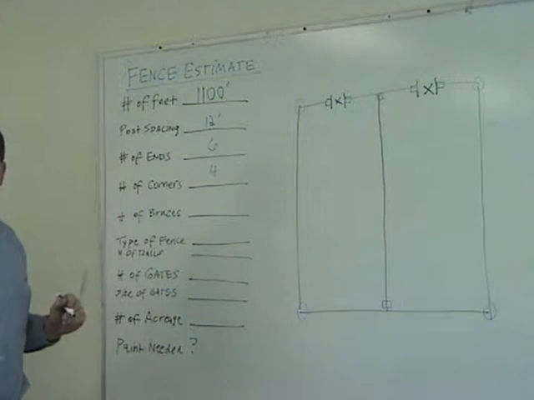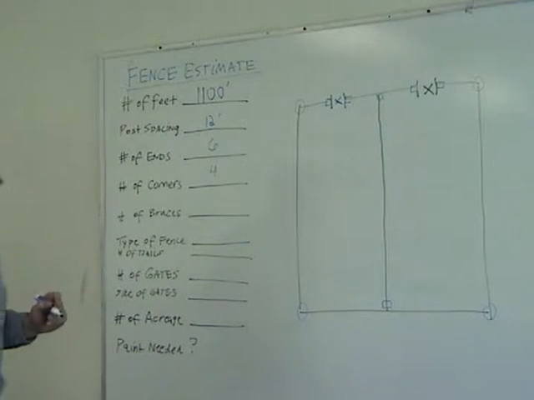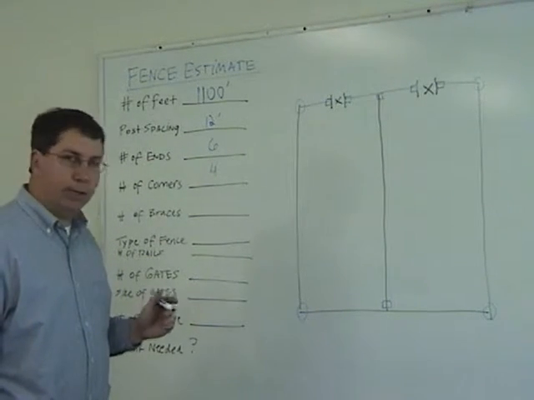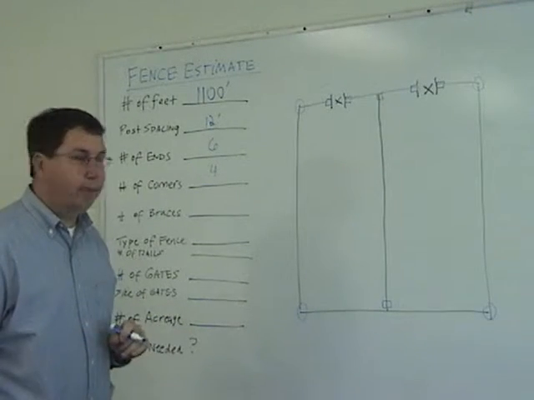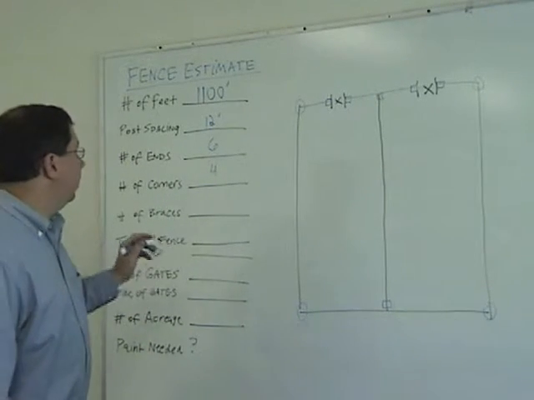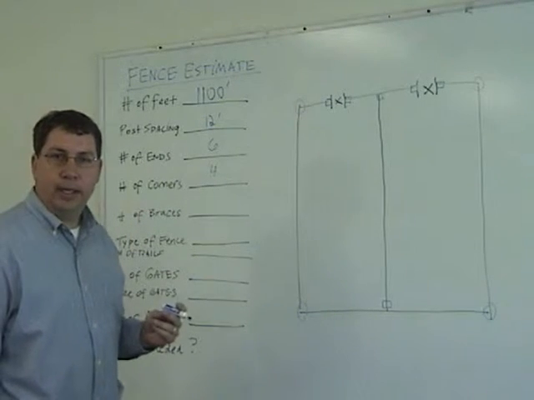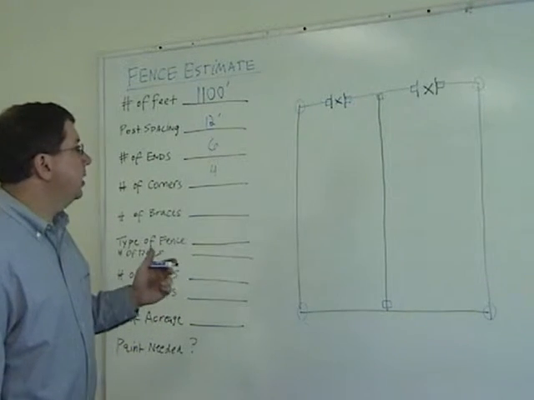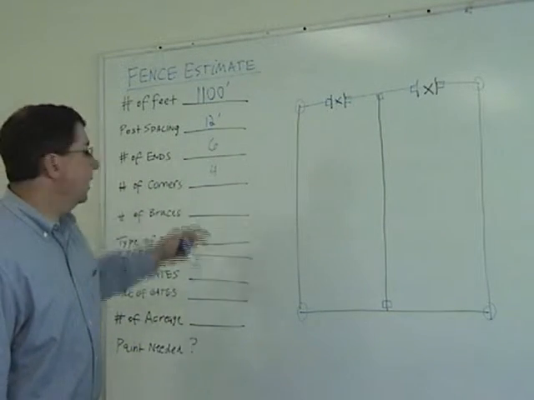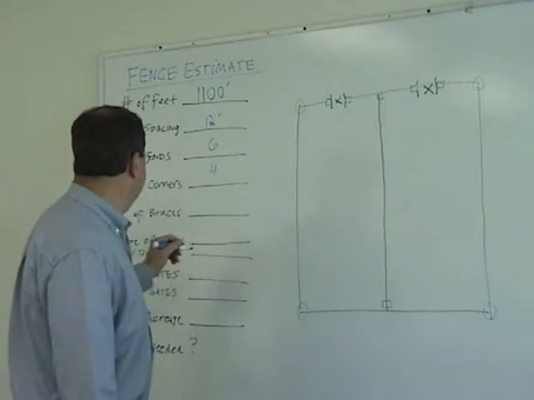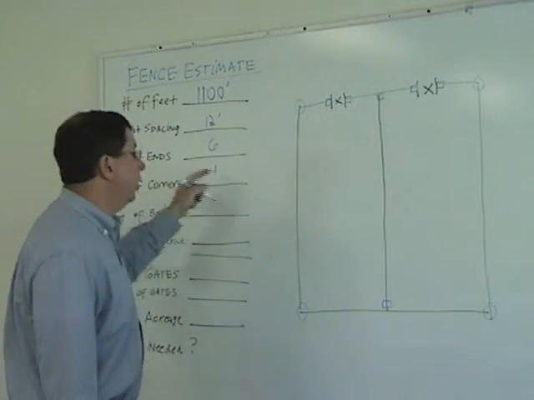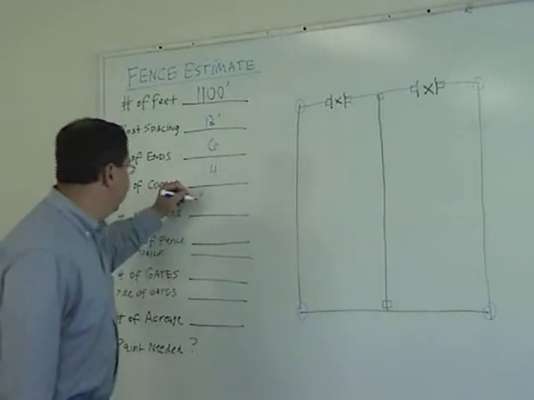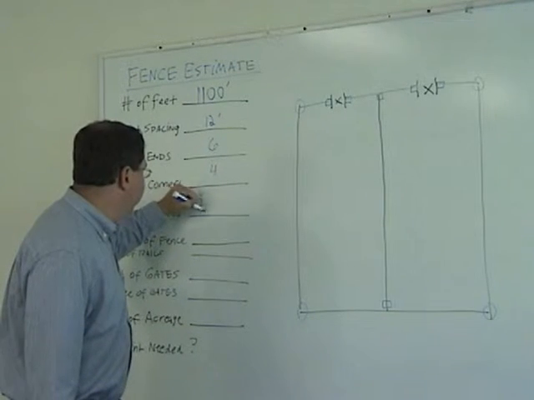Number of braces. The braces are basically a diagonal brace. There's a couple different ways of doing braces, but typically we do a standard post with a diagonal brace off of it. So on each end would require 1 diagonal brace, and each corner requires 2 diagonal braces. So for each end we've got 6 ends, which is going to be 6 braces, and for each corner we're going to need 2 braces, so that would be 8. So we'll have a total of 14 braces.